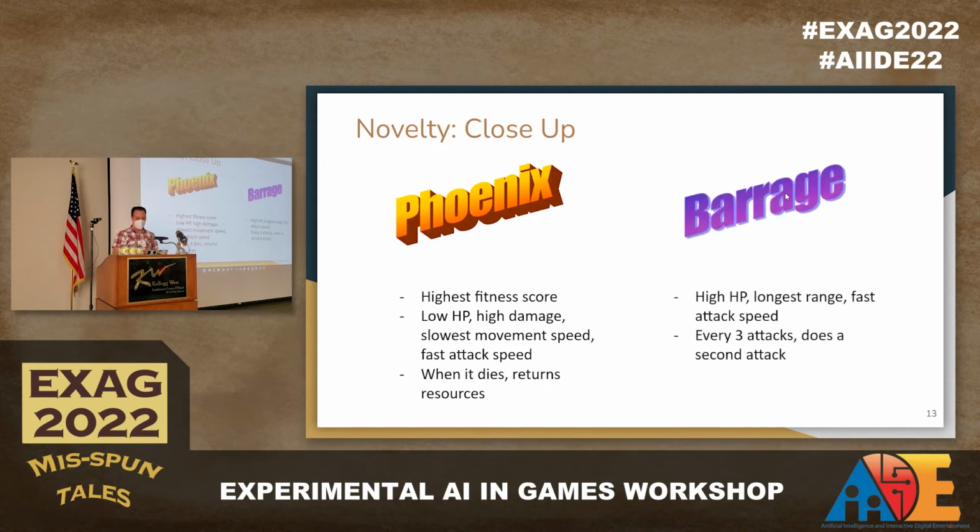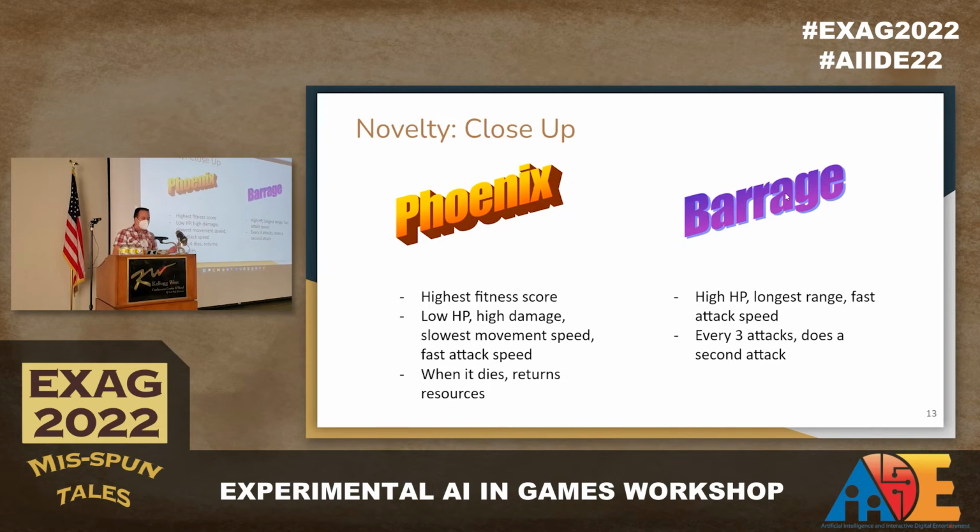The other unit that I wanted to highlight was the Barrage unit. It had a really high HP, the longest range of any unit generated, and a fast attack speed. With the bonus ability of every 3 attacks, it would do a second attack. It would do 2 at once, allowing it to last a long time and kill everything from a long range, sending out a barrage of attacks.